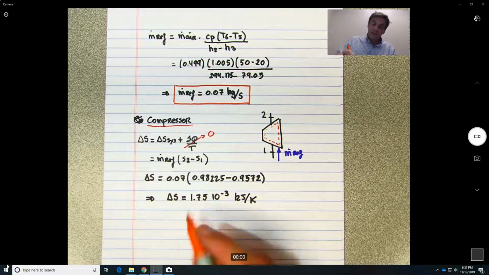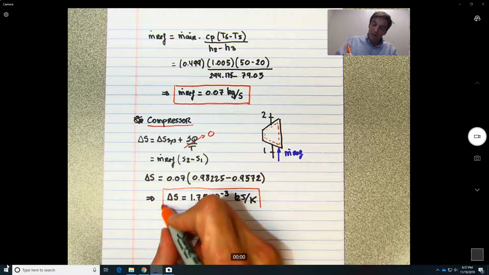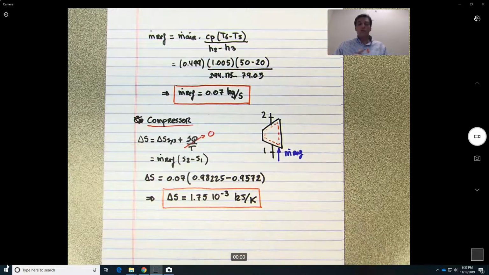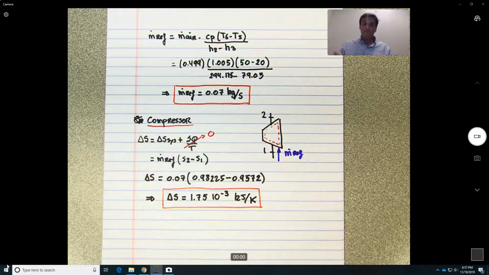So that means this is the amount of energy that is wasted or not used by compressing the refrigerant.